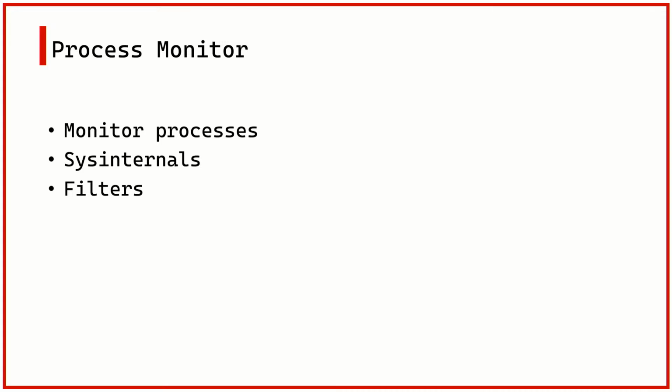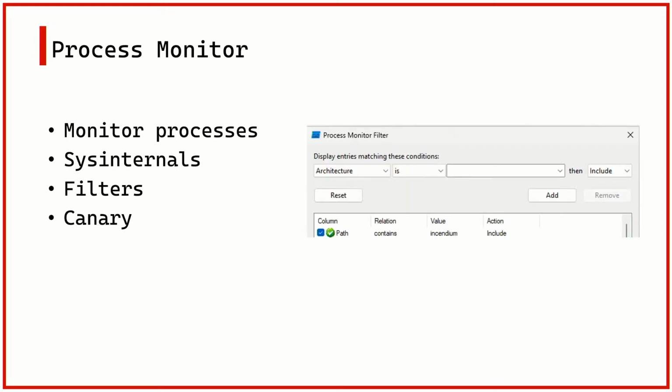So to get a better insight into where our input actually lands, we can use a tool, for example, Process Monitor, which is a tool within the Sysinternals suite, which monitors processes. For example, you can view which process it starts and how it interacts with the file system within Windows or the registry. And you can apply filters to it.